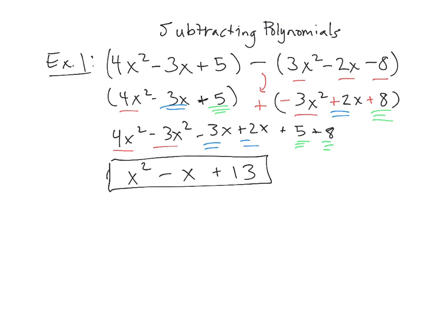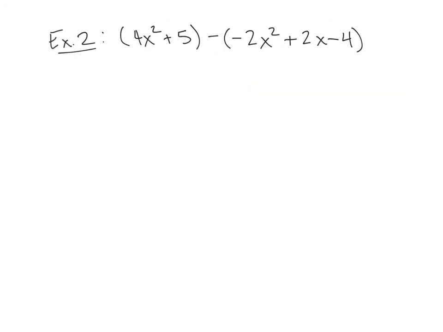So again, I subtract two polynomials. My strategy is going to be to add the opposite signs of the second polynomial, and I'll get a polynomial as my answer, similar to when I added. All right, let's try another subtracting one. So 4x squared plus 5 as my first polynomial, minus negative 2x squared plus 2x minus 4 as my second.